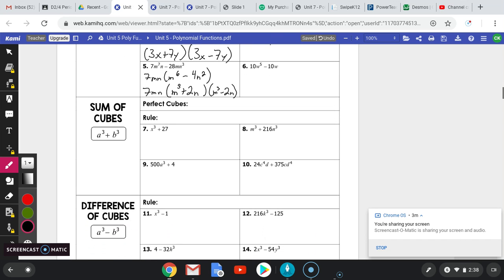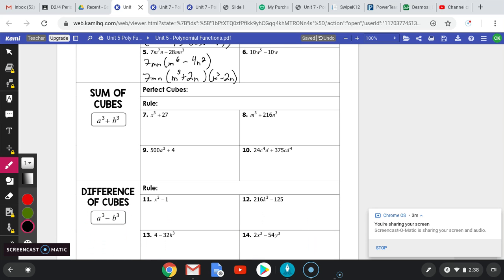Well, now let's talk about sum of cubes and difference of cubes. Sum of cubes has to do with perfect cubes. So what are perfect cubes? It's a number multiplied 3 times. 1 is a perfect cube. Then 2 times 2 times 2, 8 is a perfect cube. 3 times 3 times 3 is 27. 4 times 4 times 4, 64 is a perfect cube. 5 times 5 times 5 is 125. And we'll just do one more: 6 times 6 times 6 is 216, and so on and so forth.